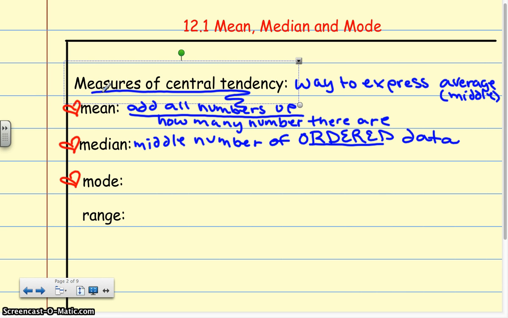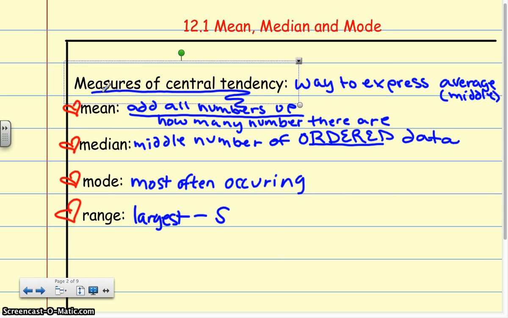And a mode is usually the easiest one. It's the one that's most often occurring. And range is the difference. It's the difference of values between our largest value, take away your smallest value.